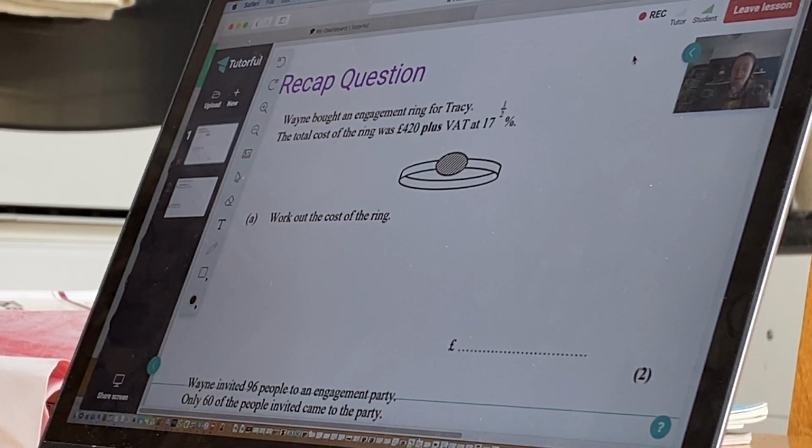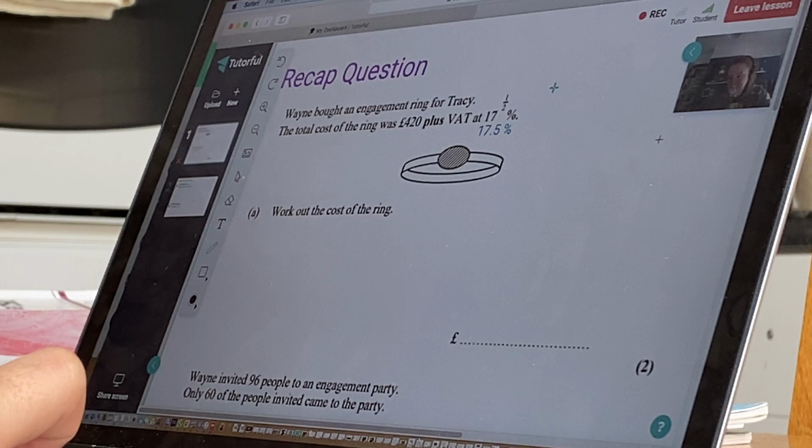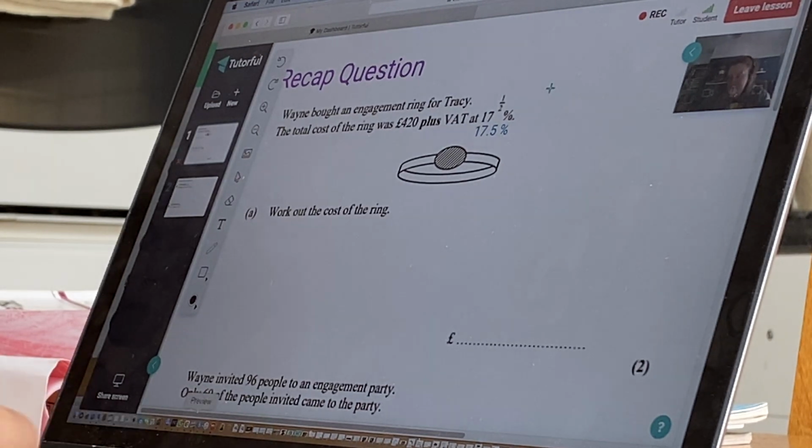When replacing the ring, the total cost of the ring was £420 plus 17.5%. It's really formatted strangely, but it should be like this. Work out the cost of the ring. £4.20.